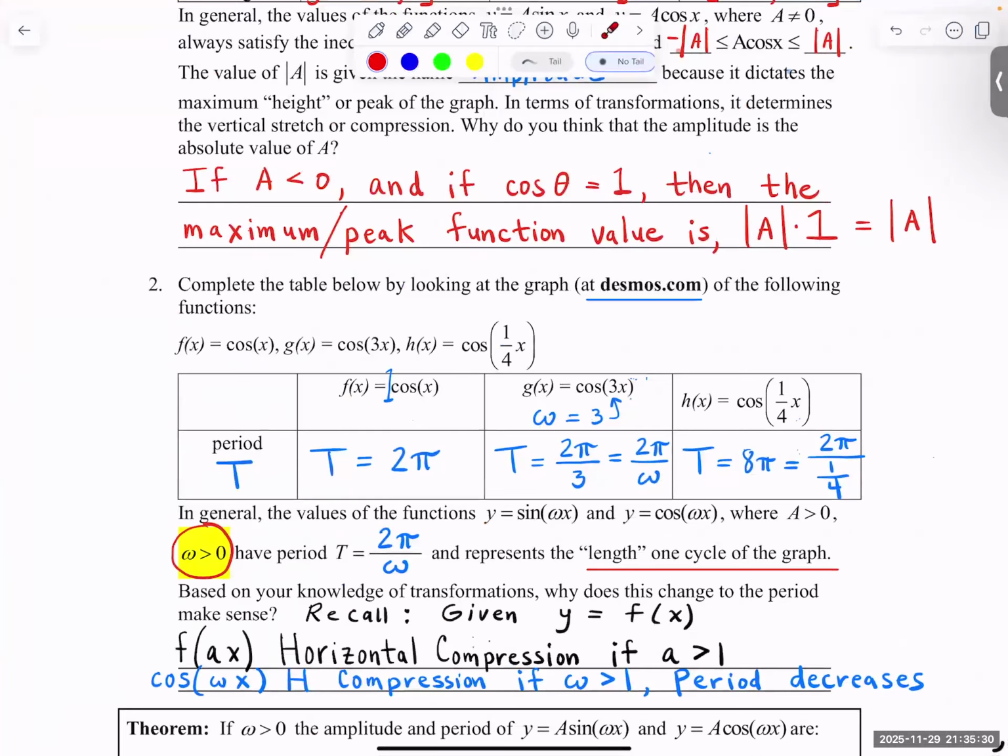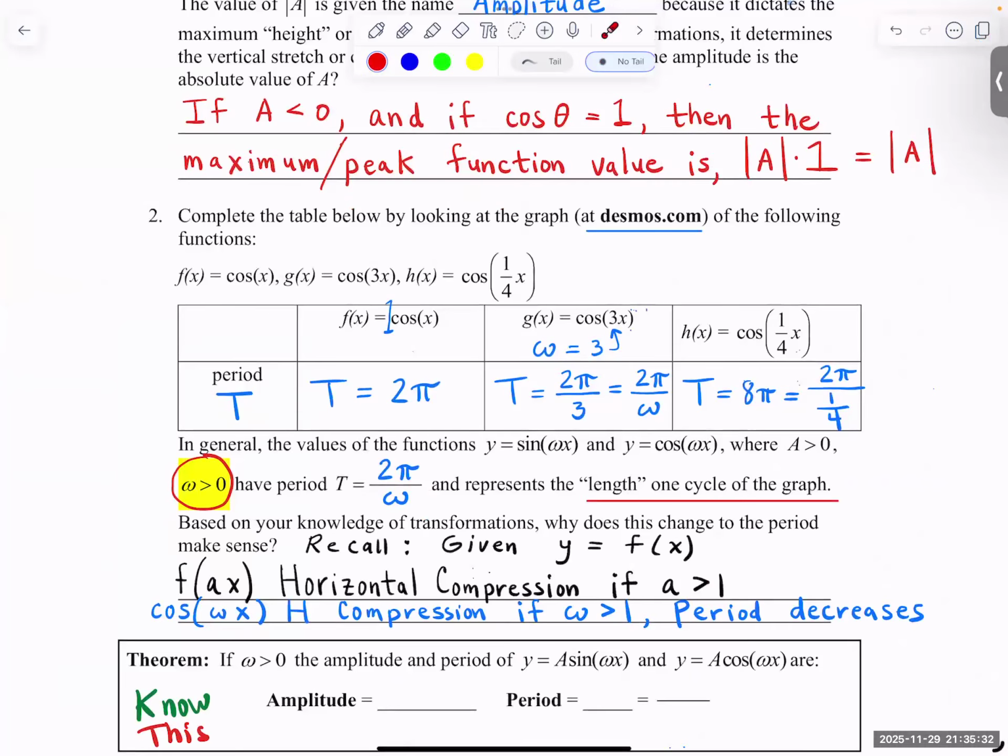Let's go back to summarize here. So in the table here, the first entry, the period is the fundamental period, which is 2 pi. Using this formula, period is fundamental period of 2 pi divided by omega, and omega is 3 in the middle chart here, middle of the chart. So that's 2 pi over 3, which is what we saw on Desmos.